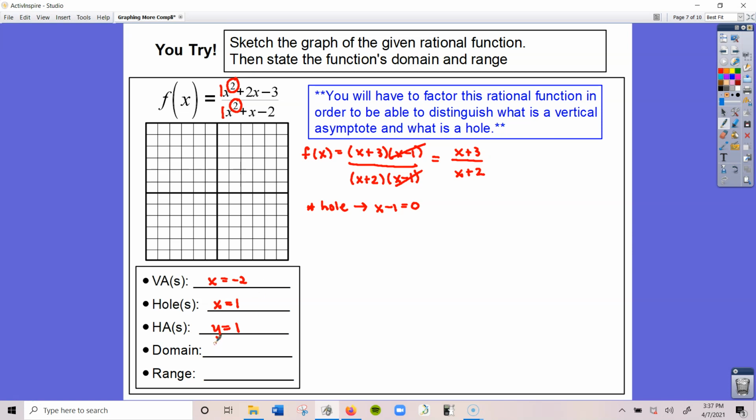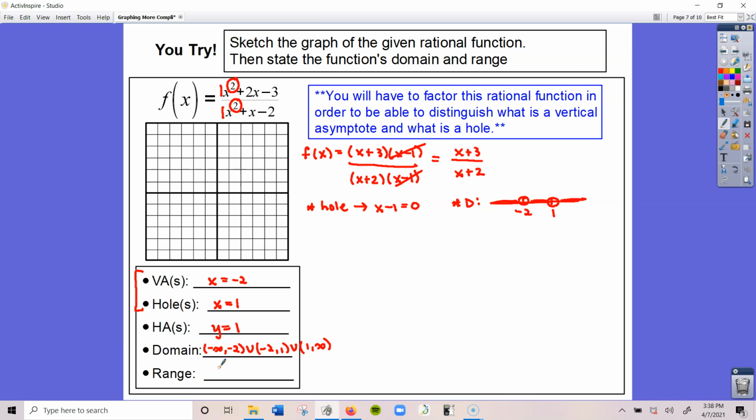Now for the domain. The domain is going to be restricted by the vertical asymptote and the hole. Those are my excluded values. So if you would like, you can create your number line. These are the two values that I need to exclude, -2 and 1. So I'm going to use my open circles here, but everything else for the domain would be included. So my domain is going to be from -infinity to -2, union -2 to 1, union 1 to infinity.